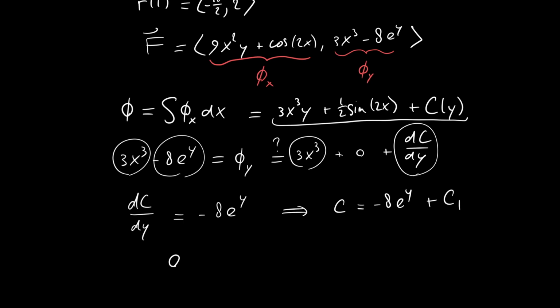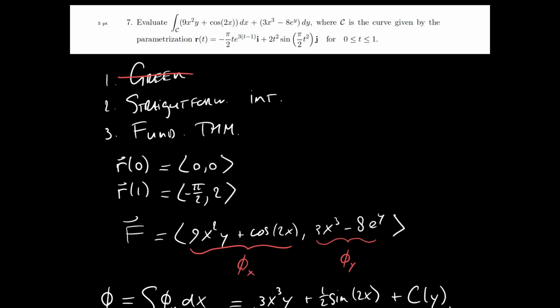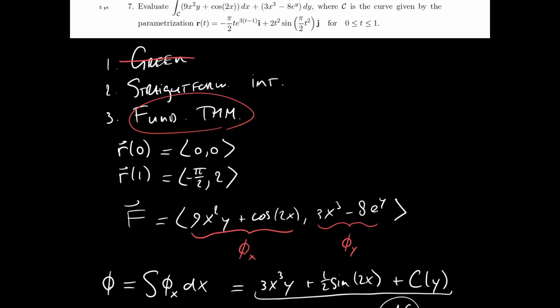So we find the potential, because we found no inconsistencies here: 3x cubed times y plus a half sine 2x minus 8 e to the power y plus some arbitrary constant c1. Well, that's a good potential for our vector field. And so it means, if we go back here, that we can actually apply the fundamental theorem for line integrals, and that's very convenient, because now it comes really down to evaluating only our potential at the initial and end points. So let me do that.